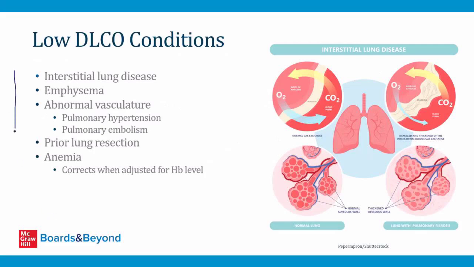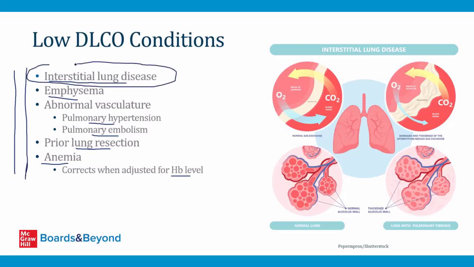So all the disorders shown on this slide are conditions that can cause a low DLCO. The big one is interstitial lung disease. But you can also find a low DLCO in emphysema. If there's some problem with blood flow through the lungs, like pulmonary hypertension or pulmonary embolism, this can reduce the DLCO. Patients who've had large amounts of their lung resected for some reason can have low DLCO. And then anemia also can lead to a low DLCO, although if you correct the DLCO for the hemoglobin level, it will be normal. But of all these causes I've listed here, this one is the most important.